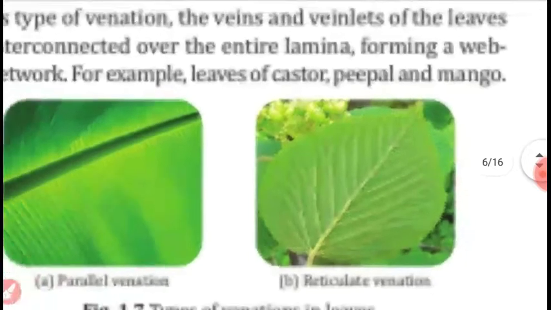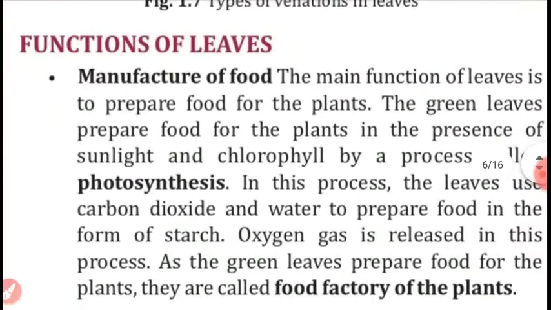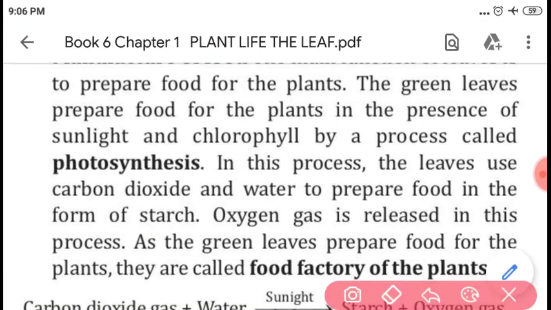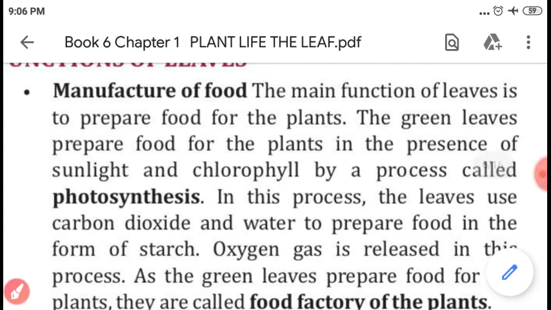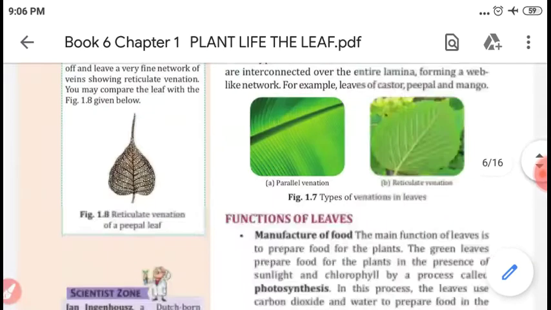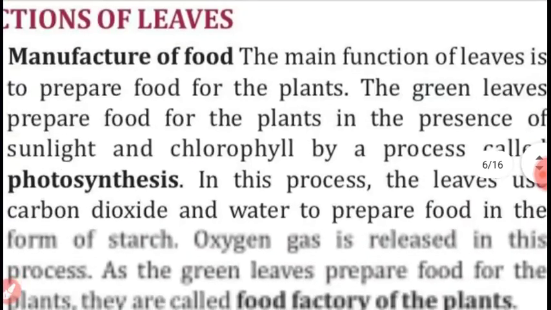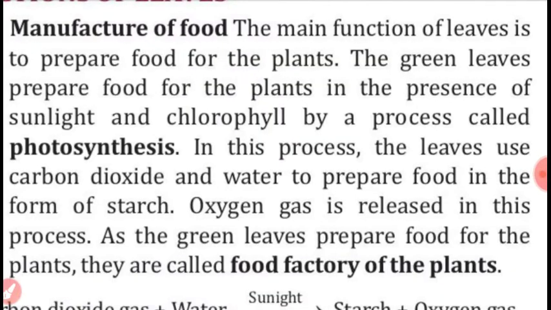Okay, now students, we will talk about the functions of leaves. Students, what are the main functions of leaves? We will study about them now. First of all, the main function of leaf is manufacturing of food. In this process, green leaves help the plant to make their food in the presence of sunlight and chlorophyll.